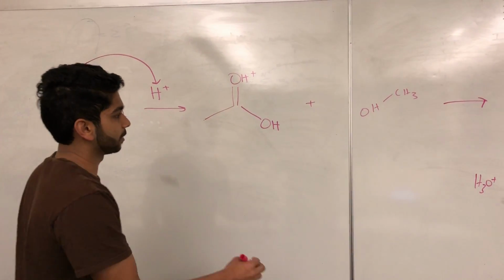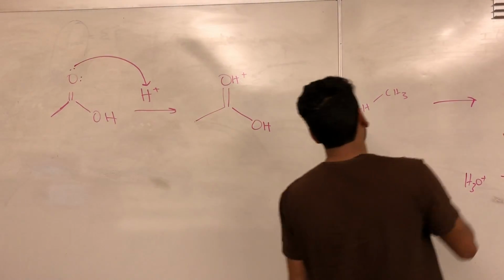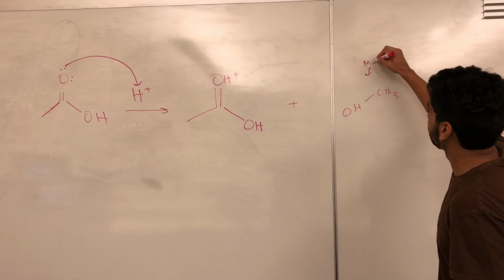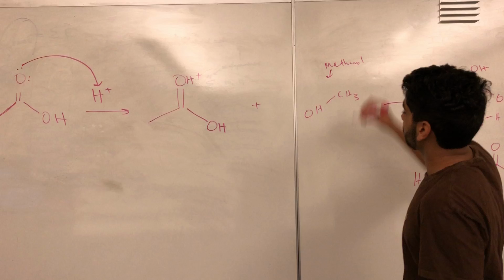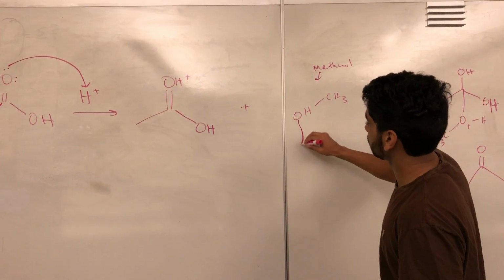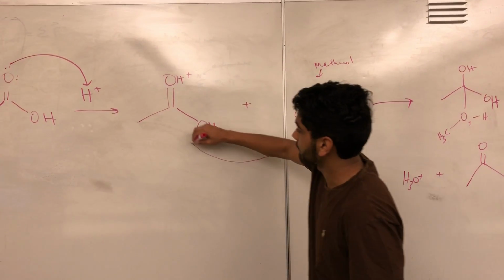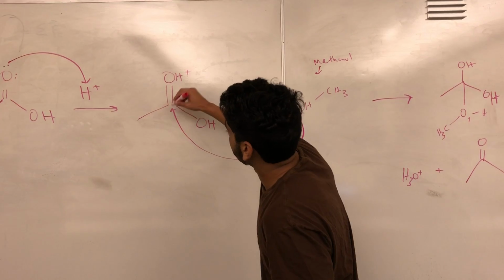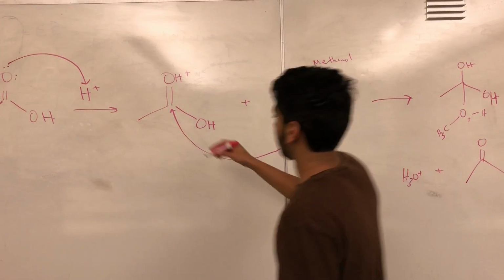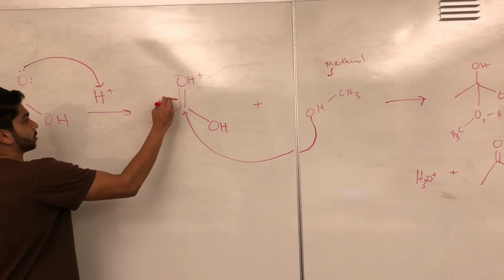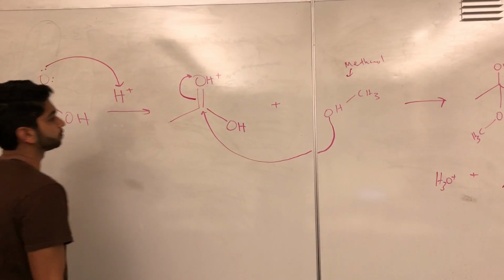So what's going to happen then is we're going to use a generic alcohol. In this case, we're using methanol. And what methanol is going to do is the oxygen on methanol is going to come in and attack this carbon right here on the carboxylic acid. And this is going to allow for this double bond to push electrons out onto this group right here.